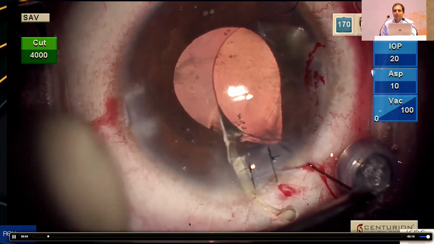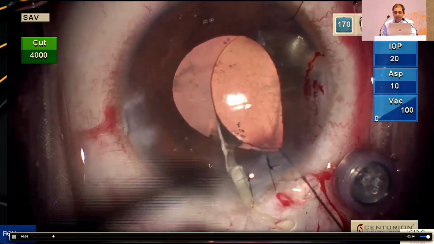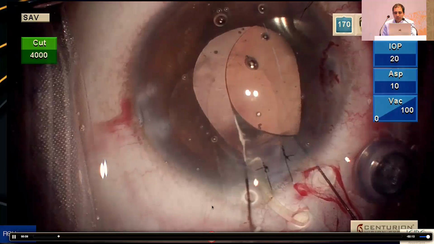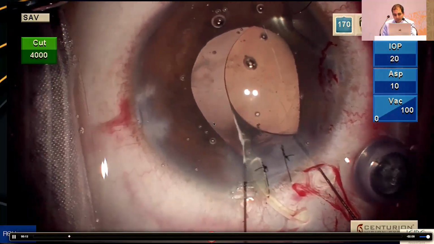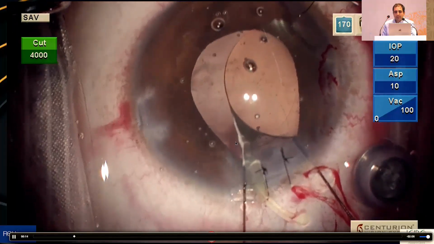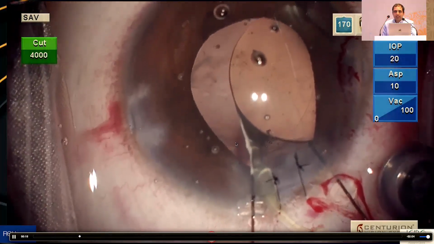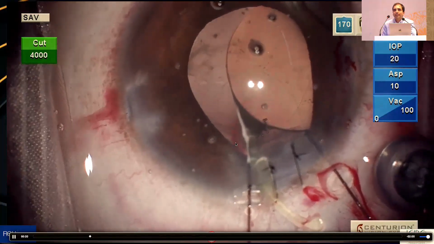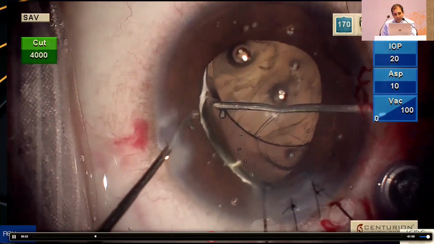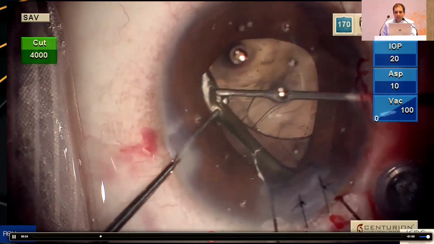Now I want to make sure that I put the IOL inside the bag. So I'm making sure my visibility is good. I'm using iris retractors in this area to confirm that the PCCC is complete on this side. So again, a take home message is do not hesitate to use whatever is needed at that point of time. At this point of time, I needed iris hooks, so I used the iris hooks.